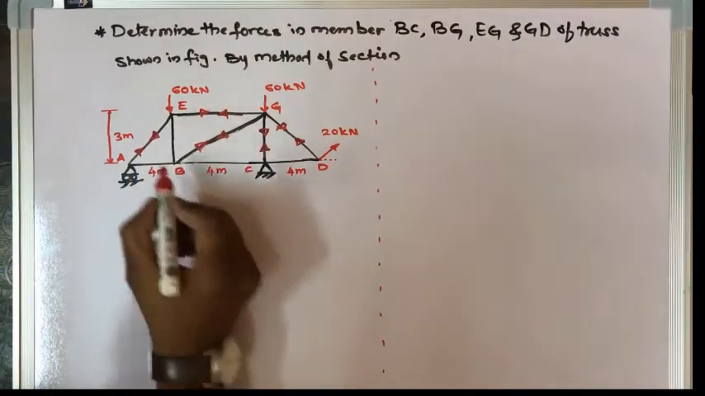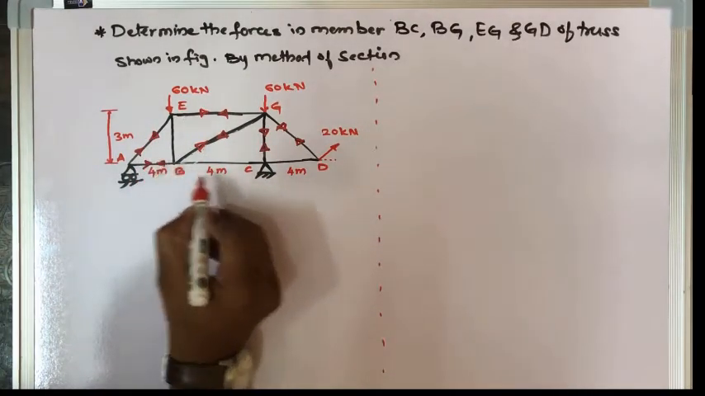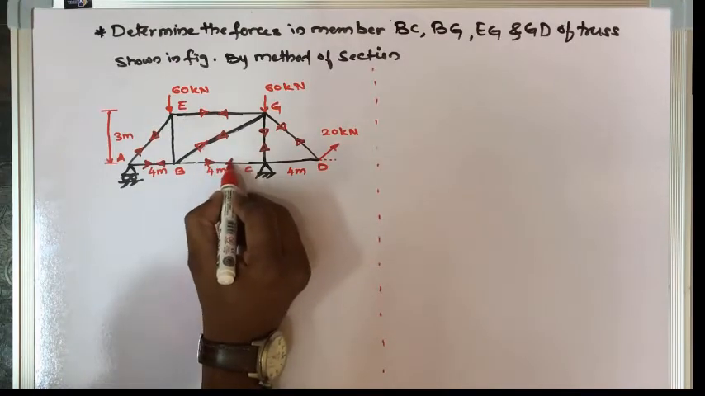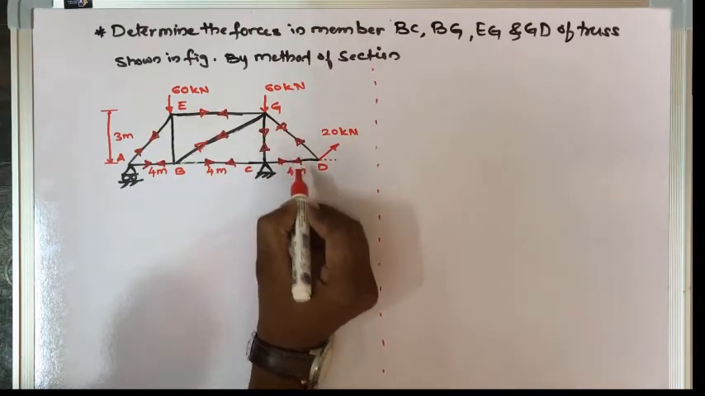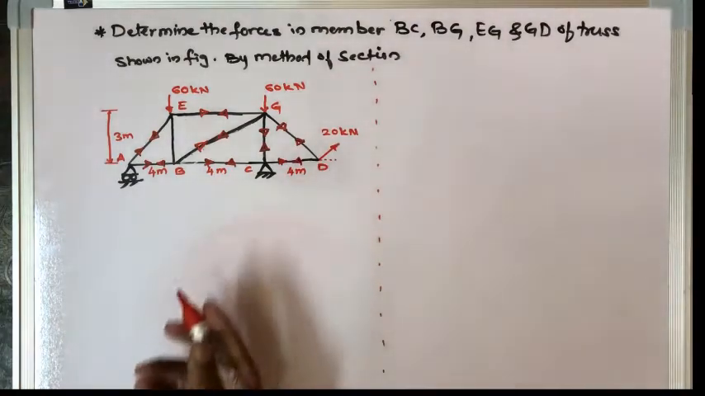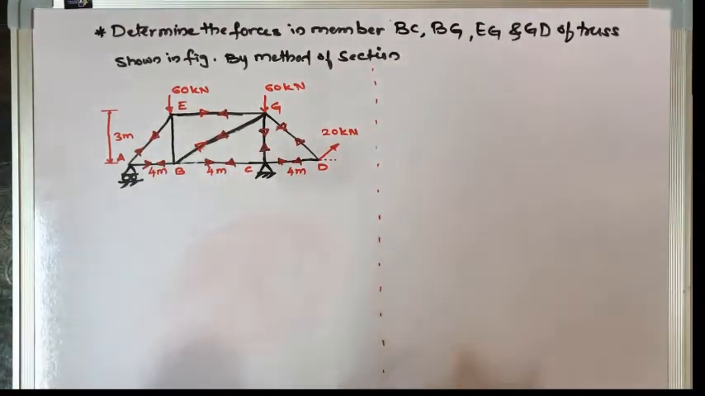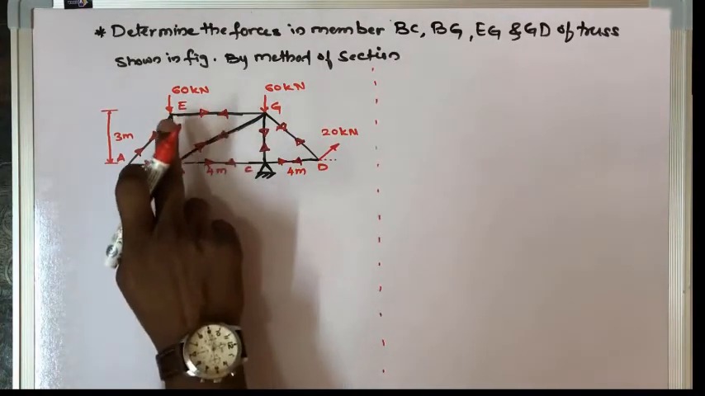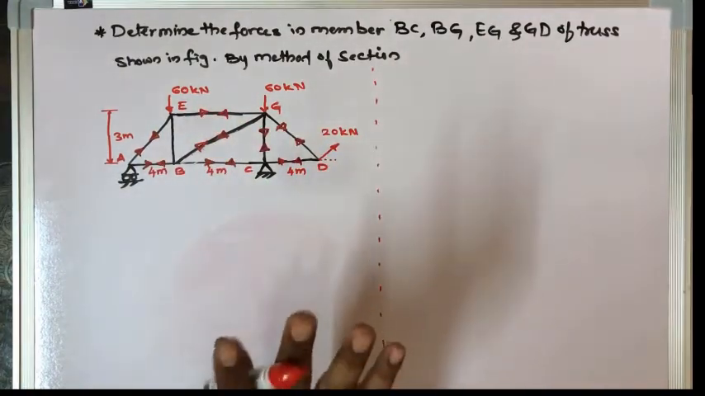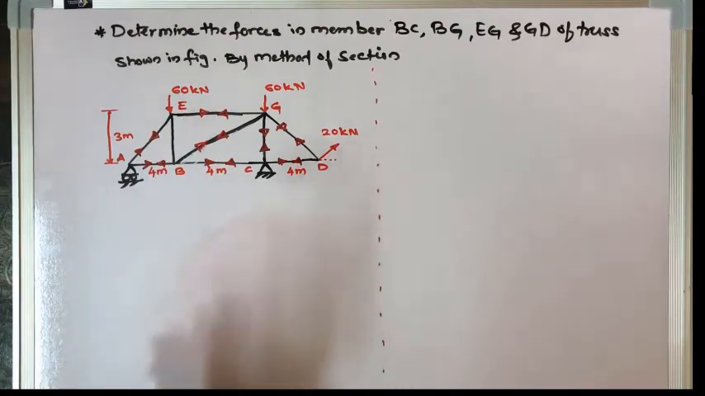If we get the answer in the direction we have assumed, that means a positive value, then it is a tension member. If we get the member as compression, that is a negative value, then the member is called compression. Clear with this? So away from the joint will be considered as a tension member. For now you remember this, okay?